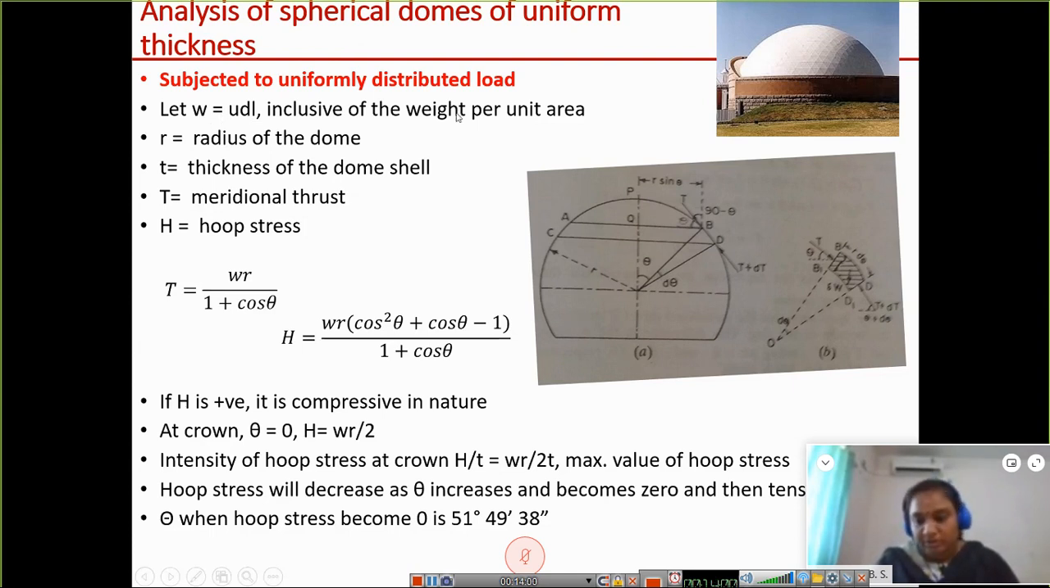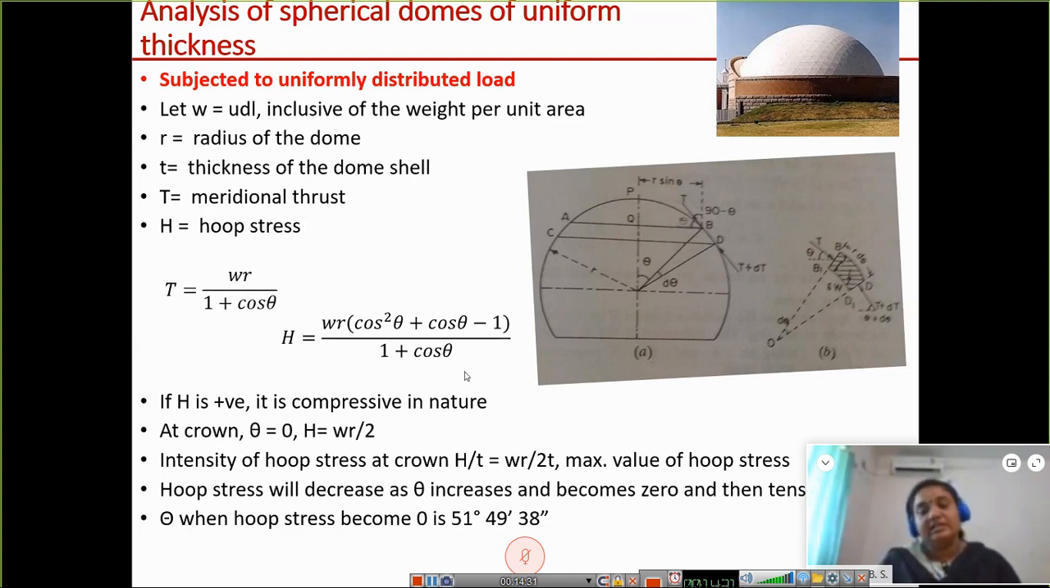So it will be in kilonewton per meter square. R is the radius of the dome. T is the thickness. Capital T indicates the meridional thrust, and capital H indicates the hoop stress. So the formula is: capital T, the meridional thrust, is equal to WR divided by 1 plus cos theta. Capital H is equal to WR times cos square theta plus cos theta minus 1 divided by 1 plus cos theta.